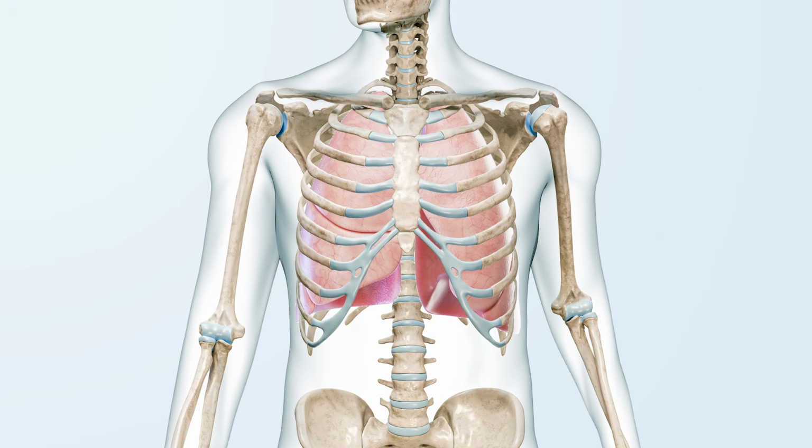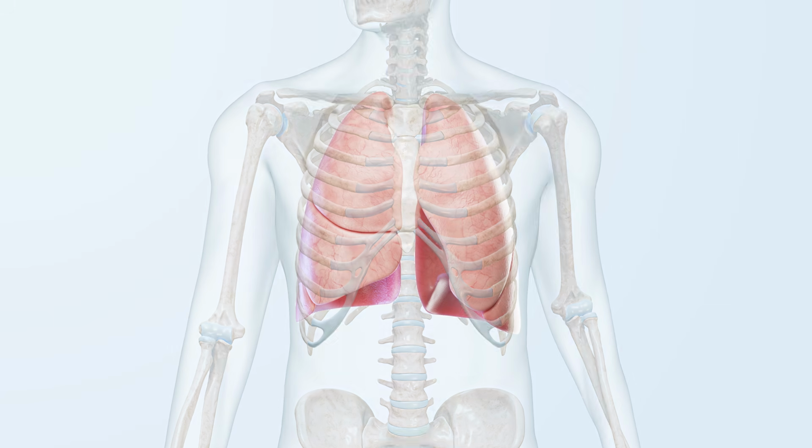The lungs occupy most of the thoracic cavity, sitting on either side of the mediastinum, which is the central compartment containing the heart, great vessels, esophagus, trachea, and some lymph nodes. The lungs are divided into lobes separated by fissures.